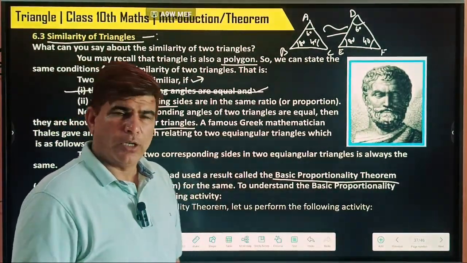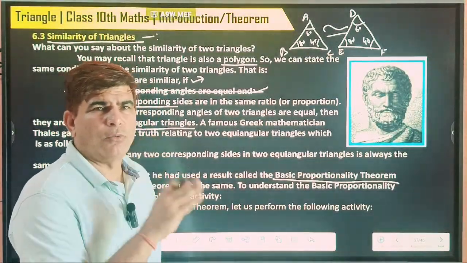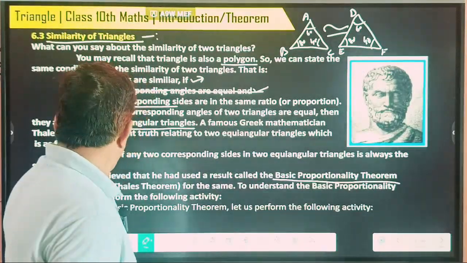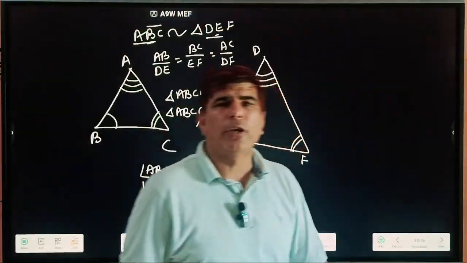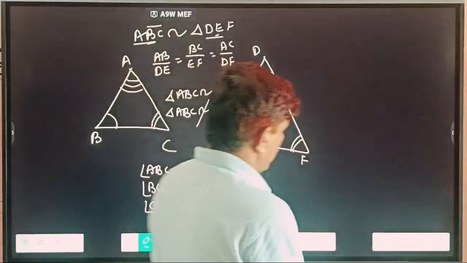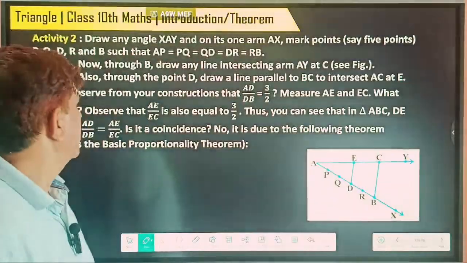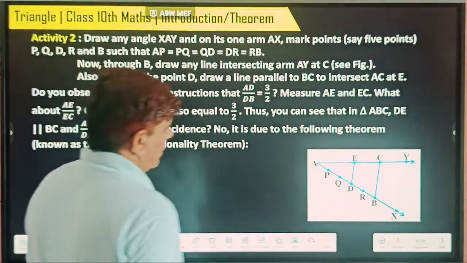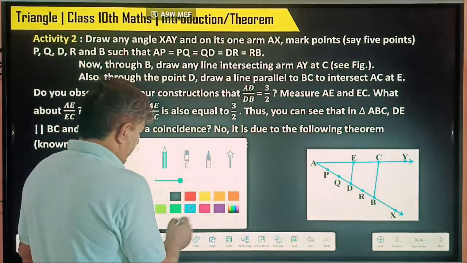So we will do one activity, then we will write the proof of that theorem. To understand the basic proportionality theorem, let us perform the following activity. One activity is given to you. Look here. Activity: draw any angle.